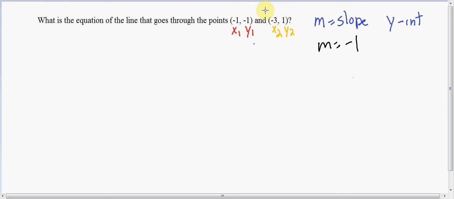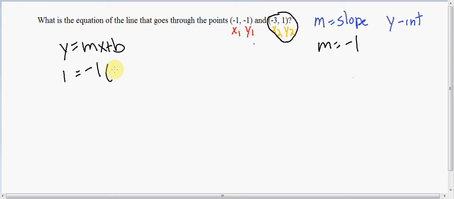After we do that, we want to choose one of our points to work with. You can pick either one of the 2 points. I'm going to pick this point right here because I like that one for some reason. And we're going to write out y equals mx plus b. Alright, when we do that, we substitute in what we know. From our point, we know that our y is 1. We just figured out our slope was negative 1, so we plug that in. X from our point is negative 3. And the b, that y-intercept, is what we're looking for. So now we have to solve for that.